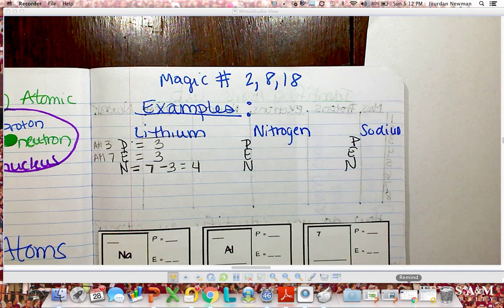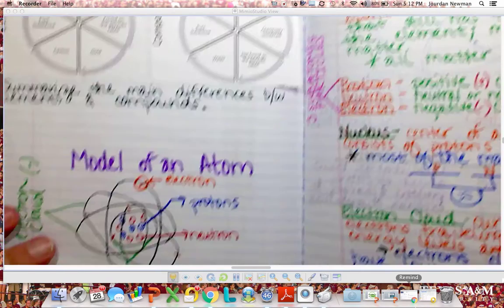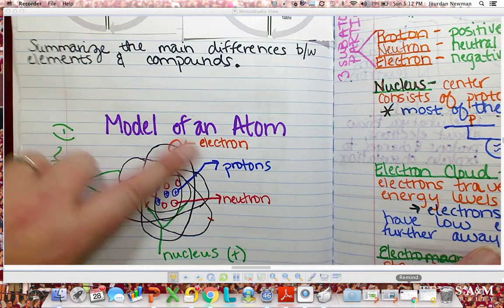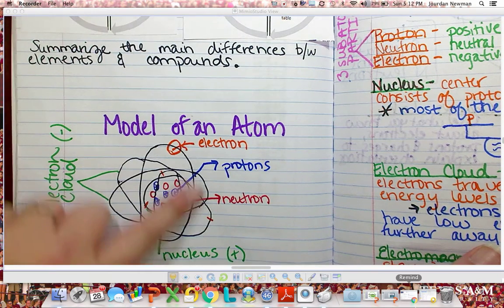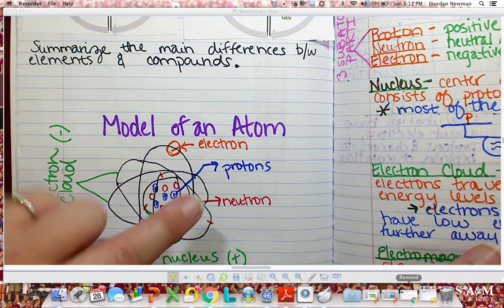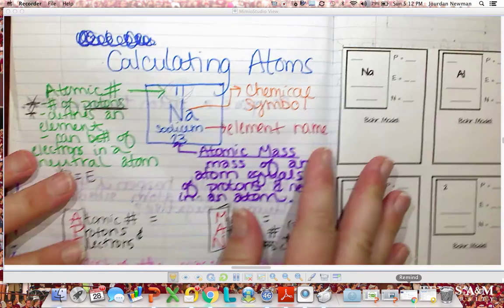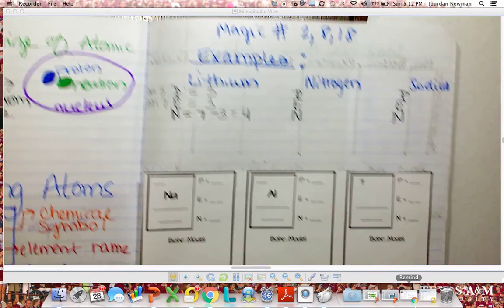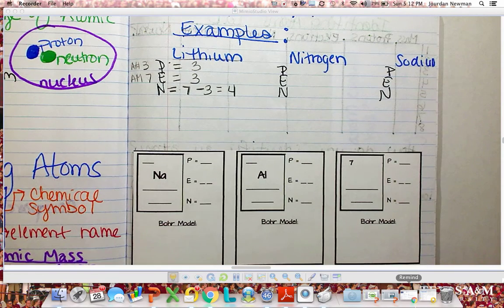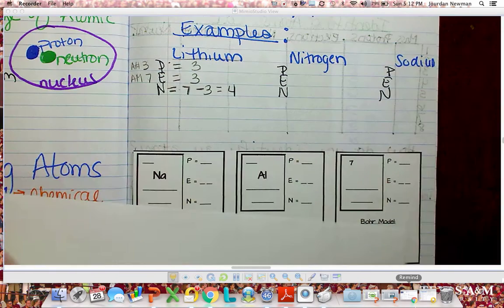Now we're going to draw a Bohr model. A Bohr model is not the model that we accept today. However, we still use it to help us draw the atoms because it's simpler. Remember, we use the modern day model, which says that our electrons are in this electron cloud, and they do have certain levels that they stay in, but they're not in nice, neat circles like we're about to draw.